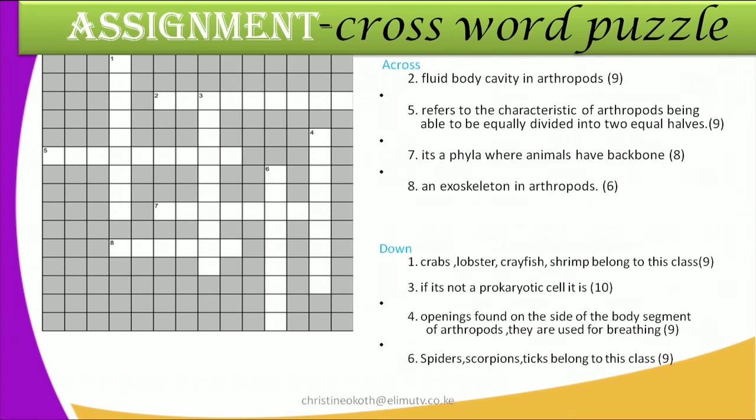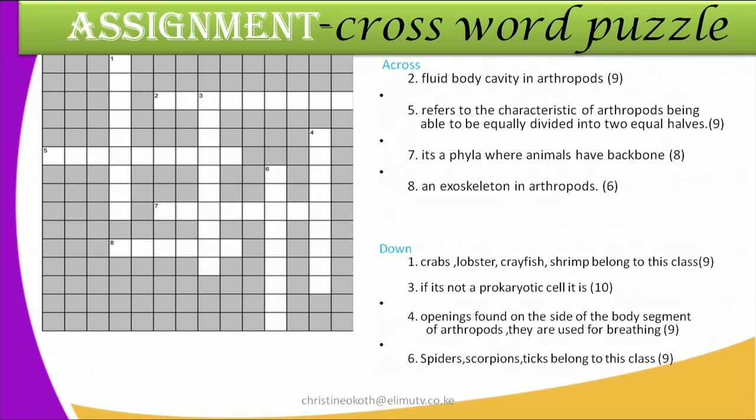Then 7 across. It is a phylum where animals have a backbone. It's an 8-letter word. 8 across, it's an exoskeleton which is found in arthropods. It's a 6-letter word. Then when you go down, crabs, lobster, crayfish, shrimp, they belong to this class. So get the name of that class. It comprises 9 letters.